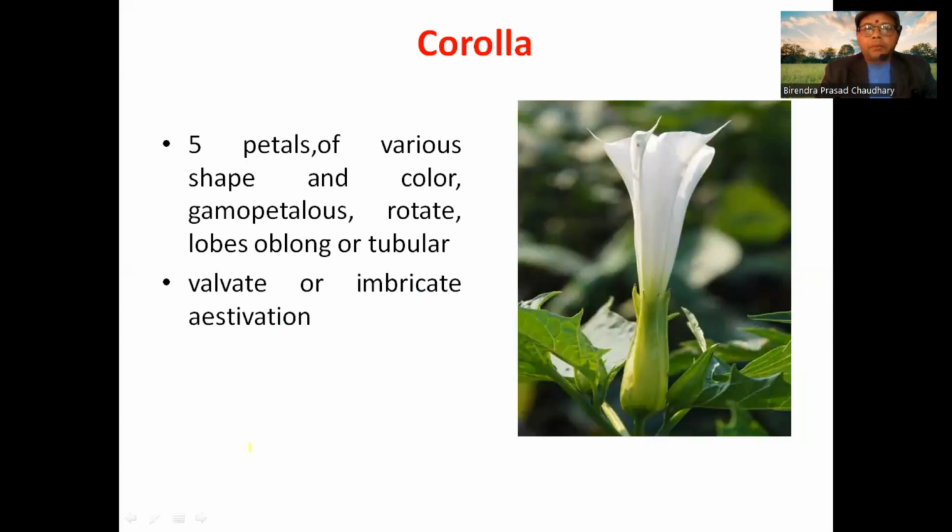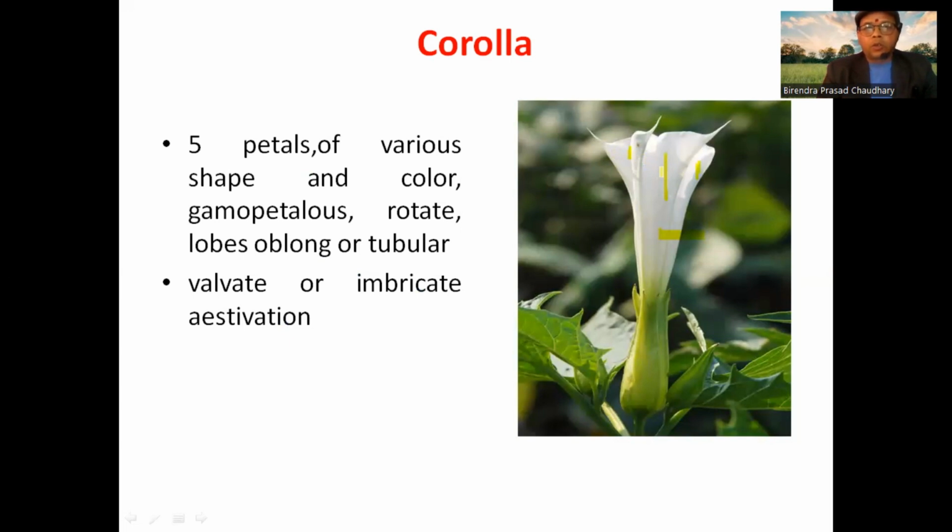Corolla contains 5 petals. These are the petals. Generally, they are white in color, and they are found colorful too. They are gamopetalous. They contain 5 petals and the petals are connected to each other. Like here, this is one petal, this is another petal, but they are connected to each other. So 5 petals are found in this flower, and they are joined to each other. So they are called gamopetalous.